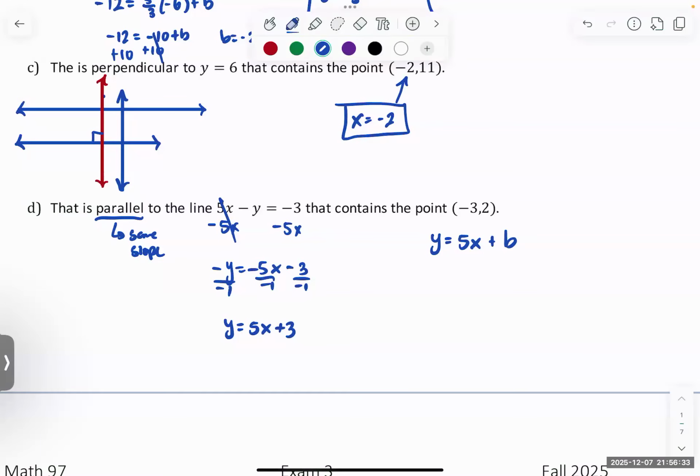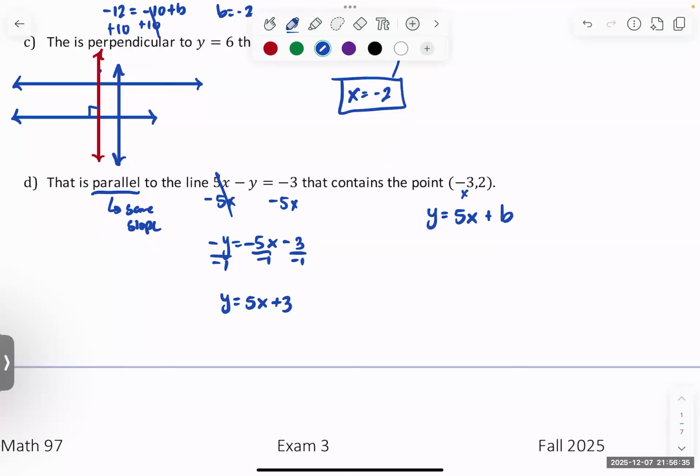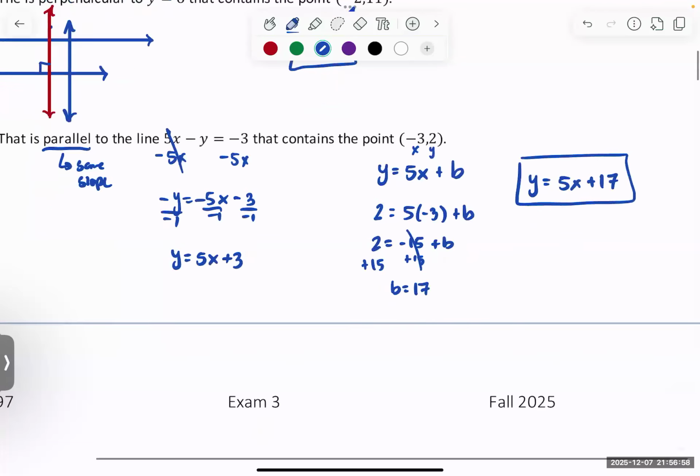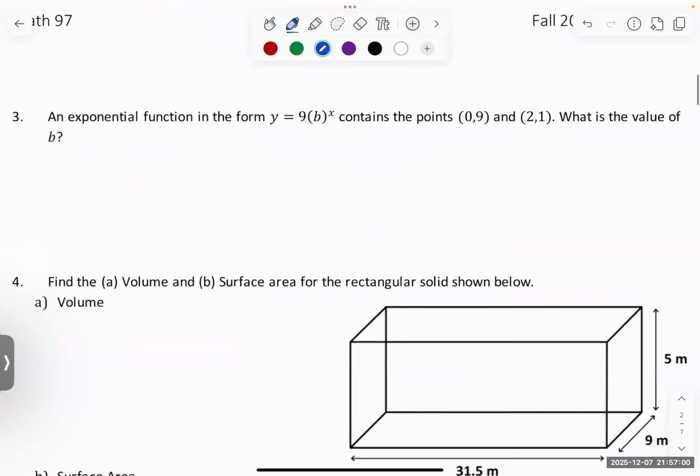So we know that the slope is 5. So plug in this point that is on this line. So 2 equals 5 times negative 3 plus b. 2 equals negative 15 plus b. Add 15 to both sides. We get b equals 17. So your final answer is y equals 5x plus 17. All right, for the next one.